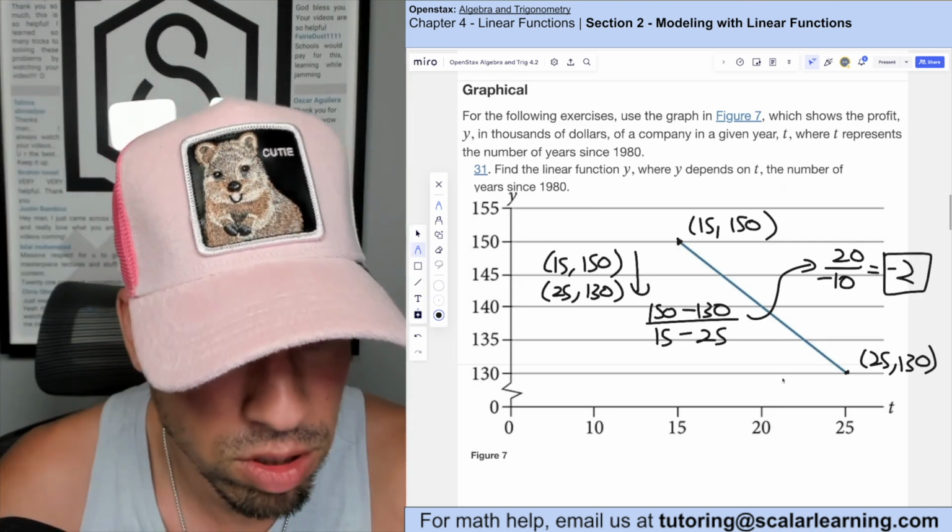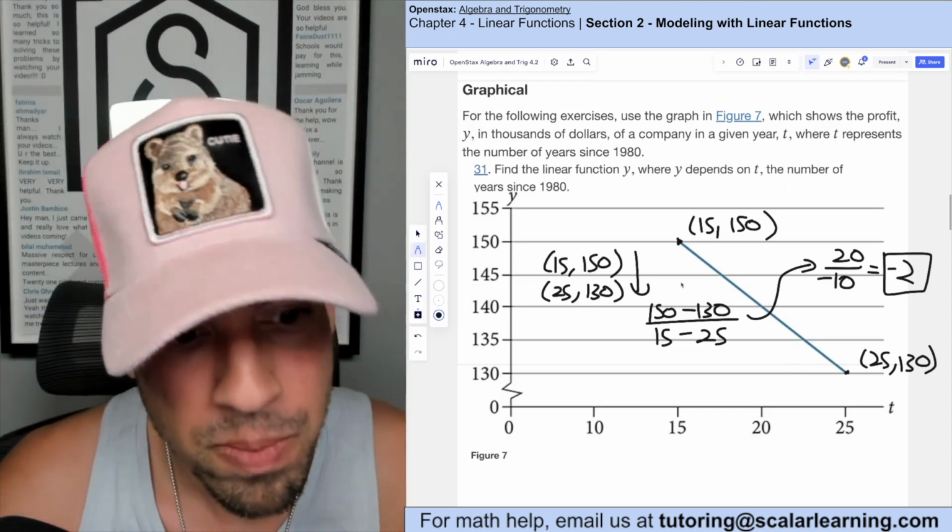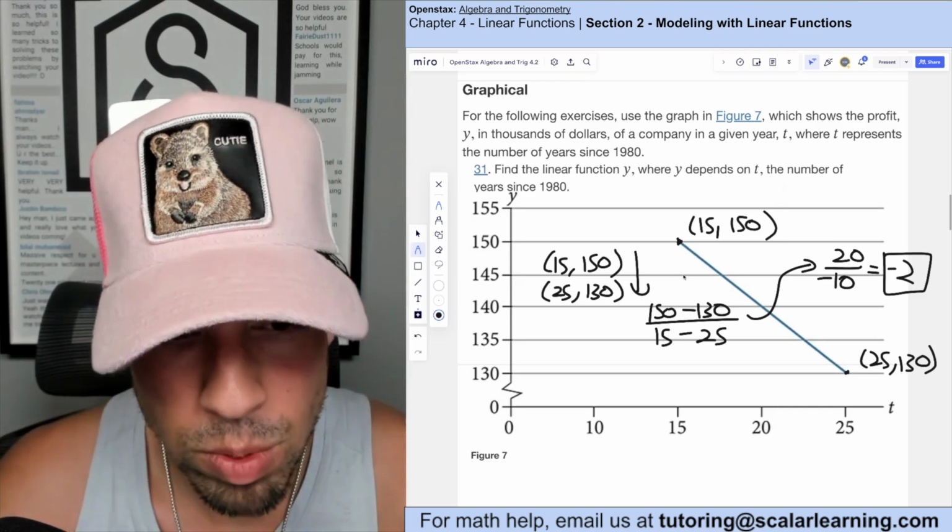This does look like a negative slope. Now let's get our equation, that nice linear function, but we need to use point-slope form because we don't have a y-intercept.